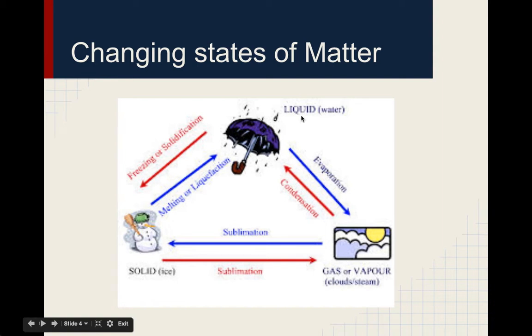Now, when a solid becomes a liquid, so it goes to liquid water, it undergoes melting or liquidification. It's a hard word to say, liquidification. Easier just to remember melting. So solid ice, it melts to produce water. Now, when water gets heated up enough, it'll undergo evaporation and become gas or a vapor. And in this case, it'll form clouds or steam. And you can see that in a hot cup of tea, you can see the steam rising off the tea.